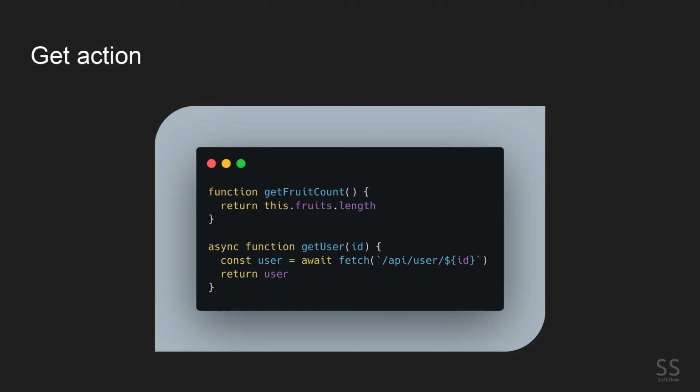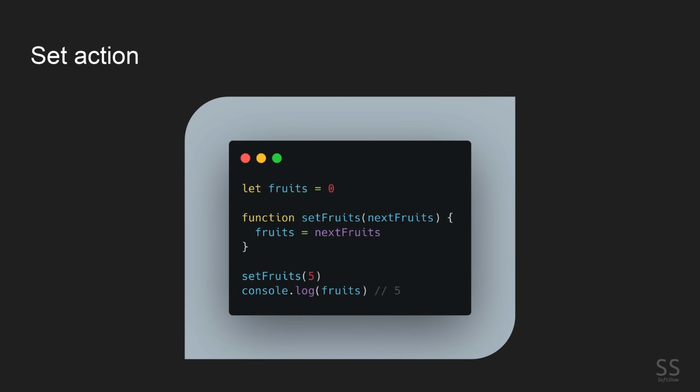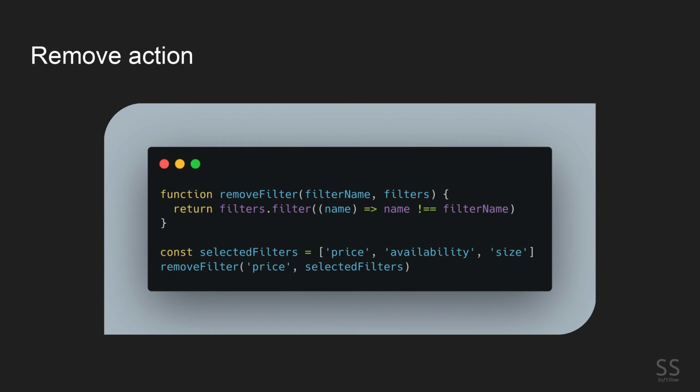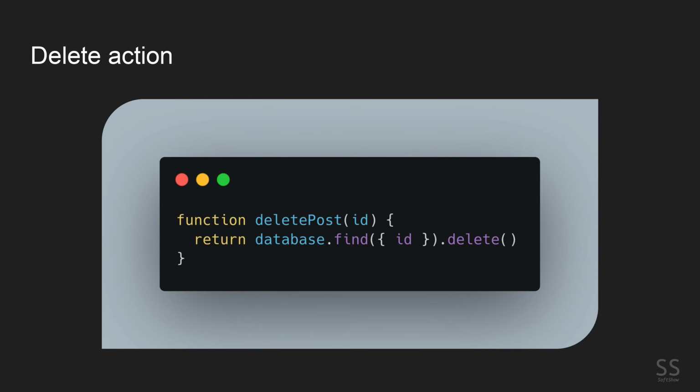Common action words. Get. Retrieves data, can be used for both synchronous and asynchronous operations. Set. Assigns a value. Reset. Returns something to its initial state. Remove. Take something away, like removing a filter from a search. Delete. Completely wipe something out.